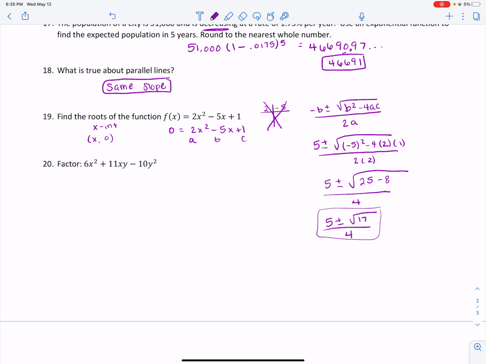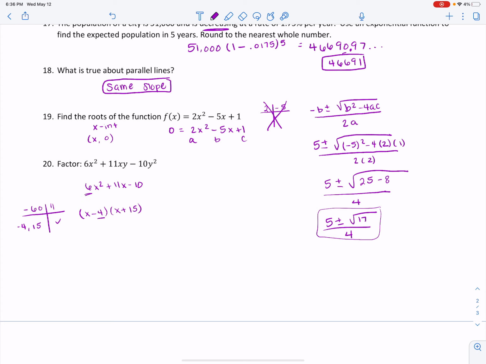All right, factor. Number 20. If you need to factor 6x squared plus 11xy minus 10y squared. First, just pretend that there's no y's. You know how to factor 6x squared plus 11x minus 10. So let's do that to find our numbers, and then we'll come back and figure out the y's. So 6 times negative 10 is negative 60. B is 11. Two numbers that multiply to negative 60 and add to 11 are negative 4 and positive 15. So x minus 4, x plus 15.